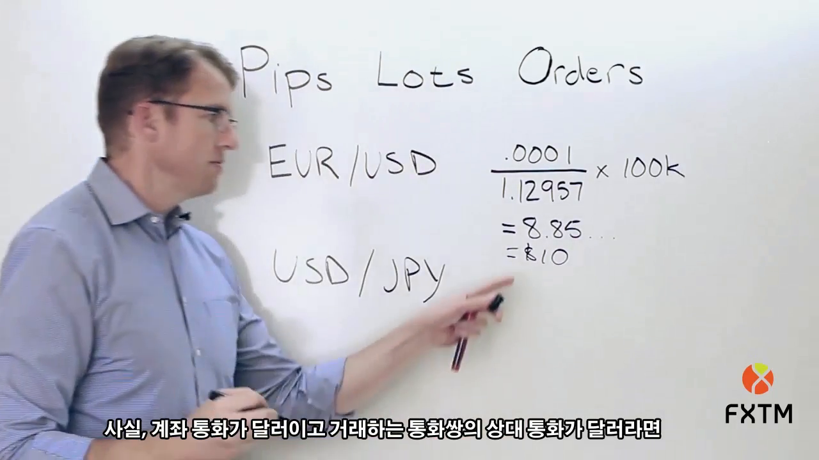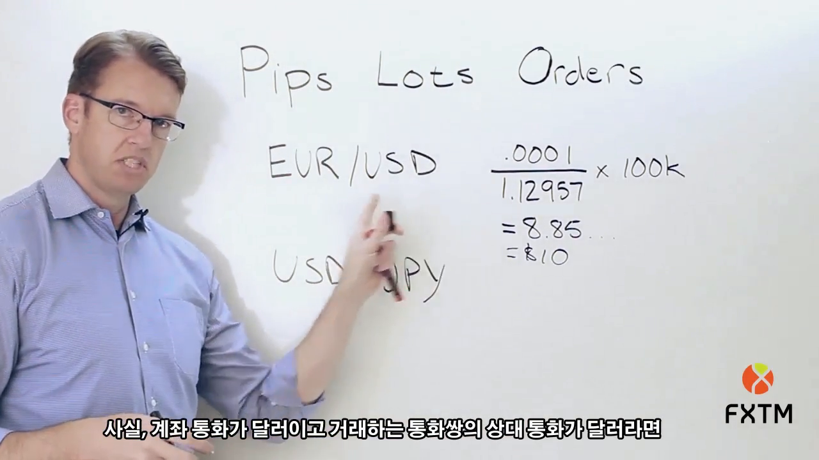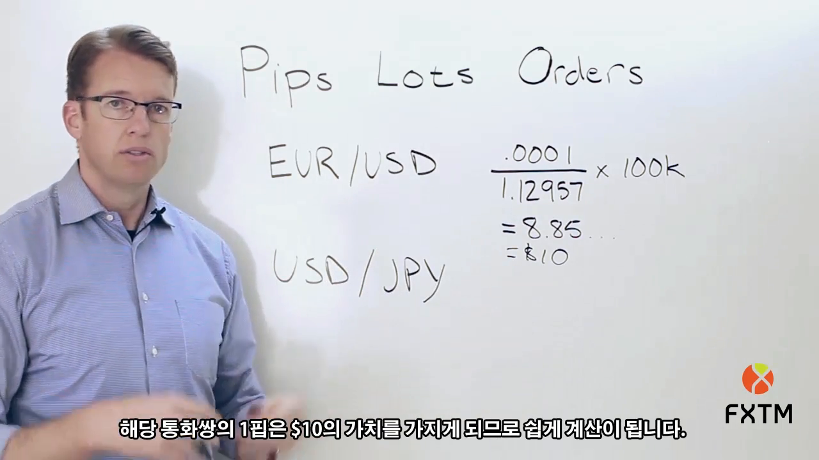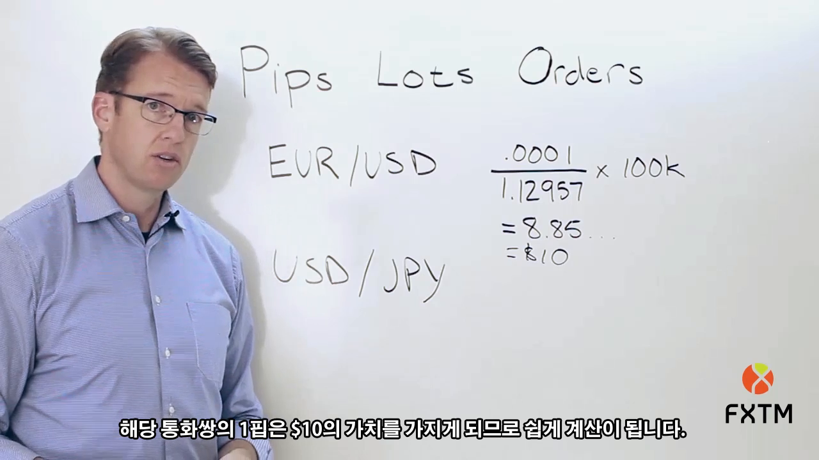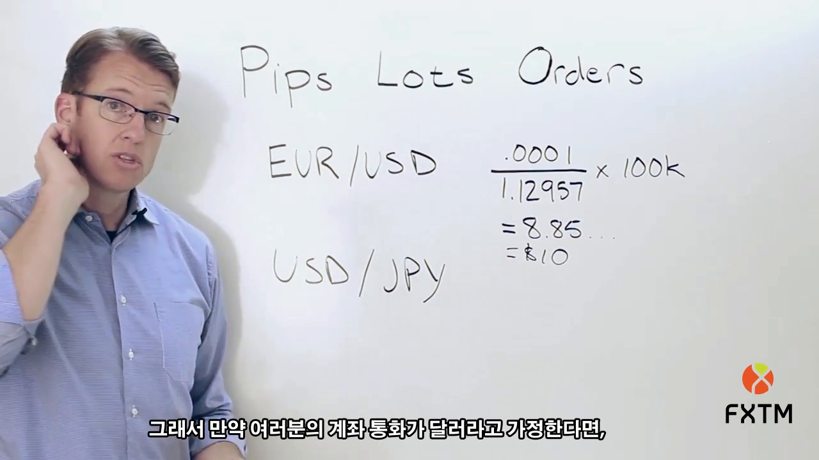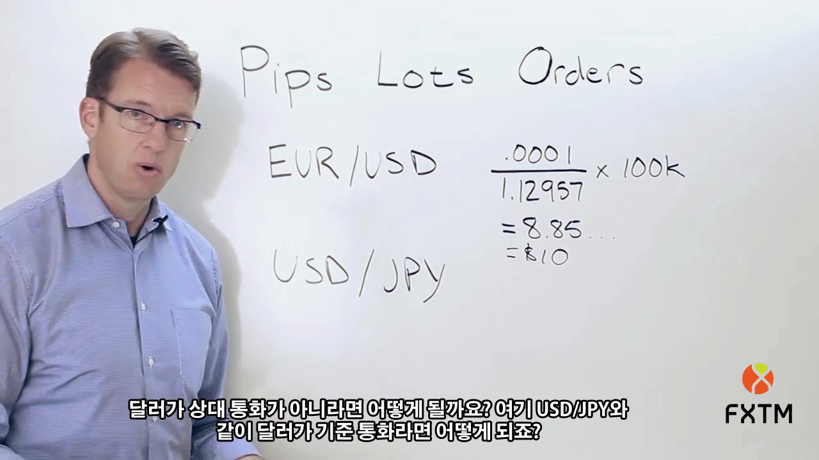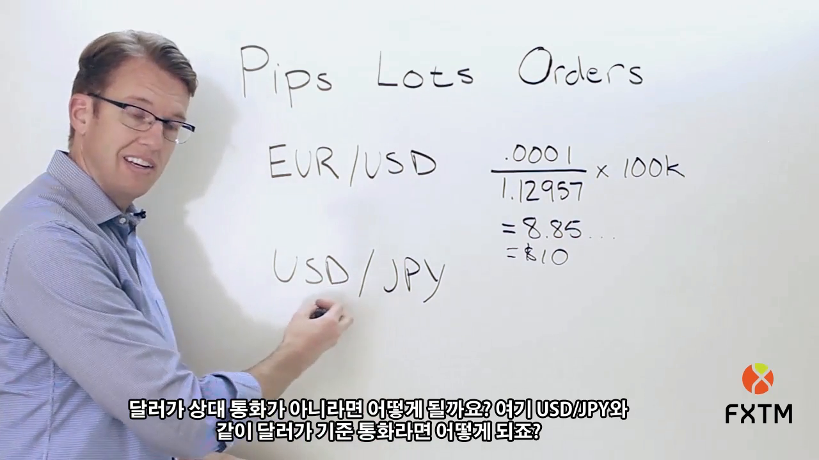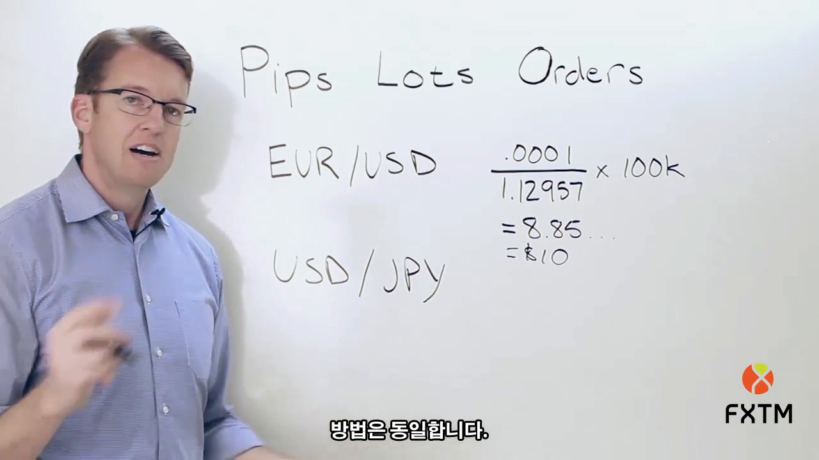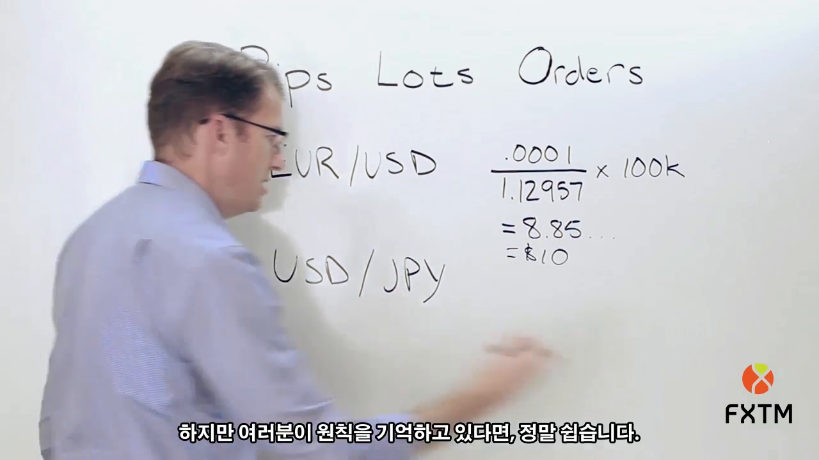In fact, if your account currency were a dollar and any particular currency pair that you're trading where the dollar is in the quote, well, then a 1 pip move in that currency is going to be worth $10. So it's really easy to figure out. Now, assume that your account currency is a dollar. Well, what happens if the dollar is not in the quote? What if it's over here on the base side, like it is here with the dollar to the yen? How do we figure that out? The exact same way, but it's going to be just very slightly different. But if you remember your rules, it's going to be really easy.